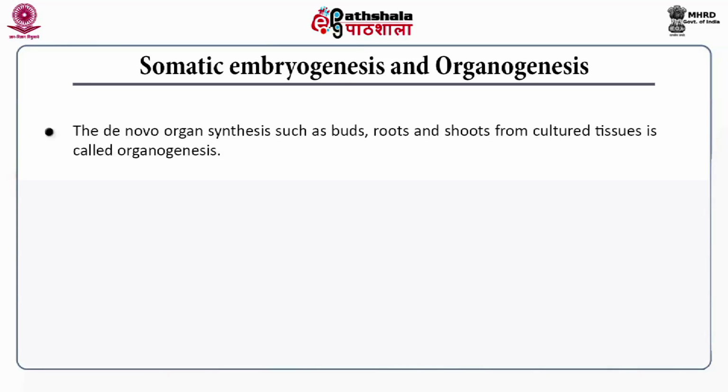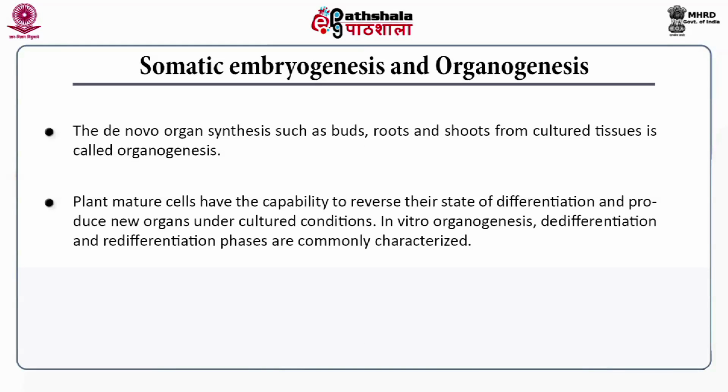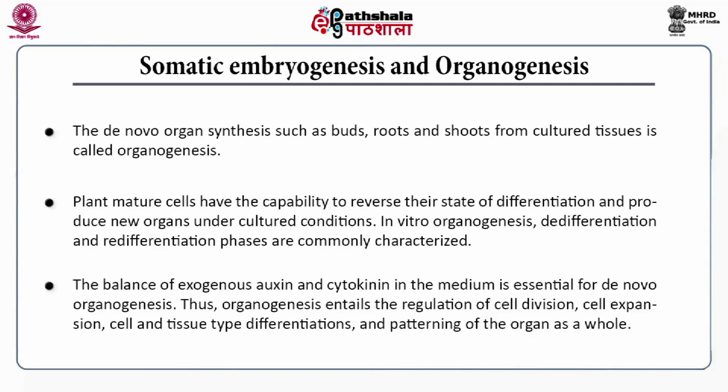The de novo organ synthesis such as buds, roots and shoots from cultured tissue is called organogenesis. Plant mature cells have the capability to reverse their stage of differentiation and produce new organs under cultured conditions. In vitro organogenesis, dedifferentiation and redifferentiation phases are commonly characterized. The balance of exogenous auxin and cytokinin in the medium is essential for de novo organogenesis. Thus, organogenesis entails the regulation of cell division, cell expansion, cell and tissue type differentiation and patterning of the organ as a whole.